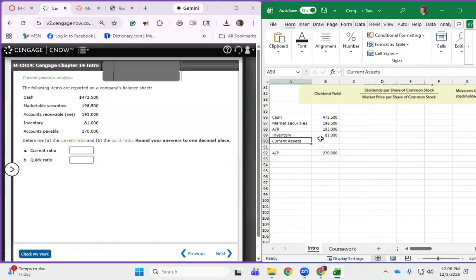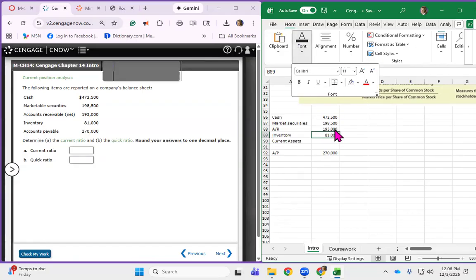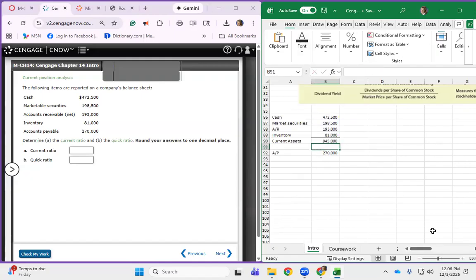And we're just going to add these together. So let me draw a line here. All right, so now we're going to add these up. So current assets are $945,000, and we're going to divide them by 270. So our current ratio, between these, we would take our current assets and divide by our current liabilities, and we get a 4.